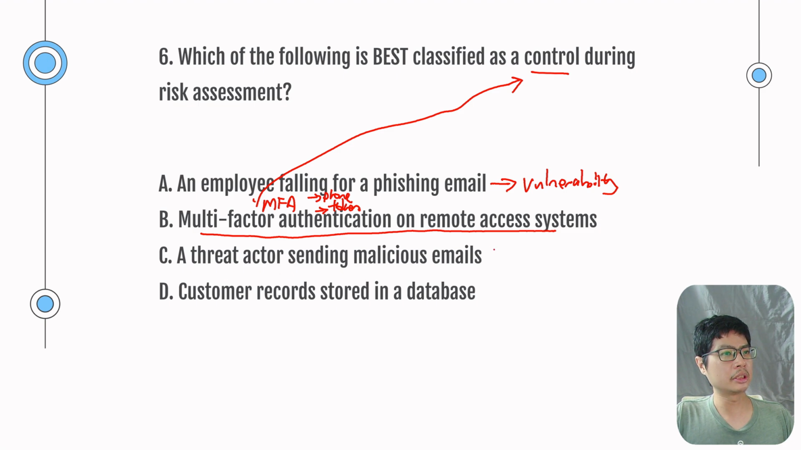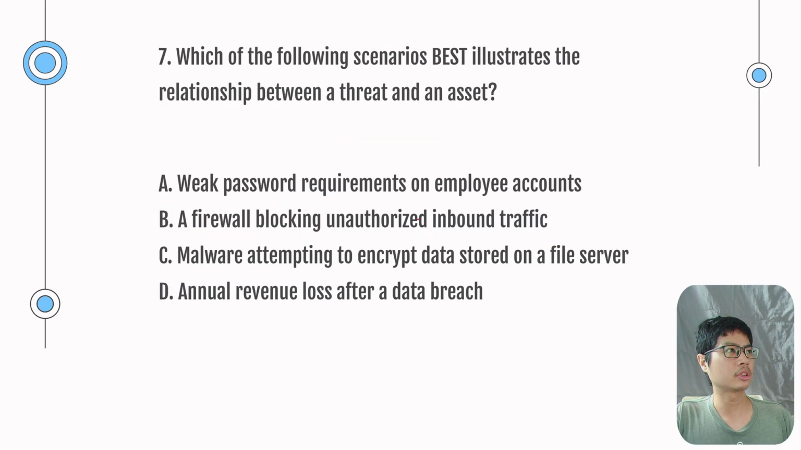A threat actor sending malicious emails. This is the threat itself. A threat actor actually carries out all these threats and all these malicious actions. And finally, customer records stored in a database, and this would be the assets that we are trying to protect. And so for this question, we are looking at B. The MFA is actually the control here.